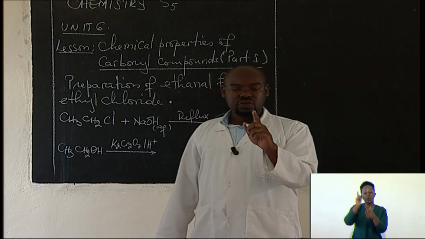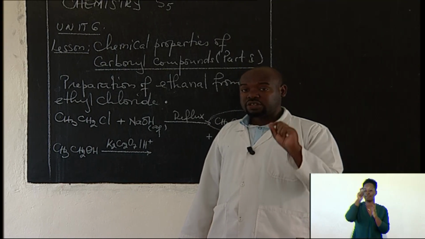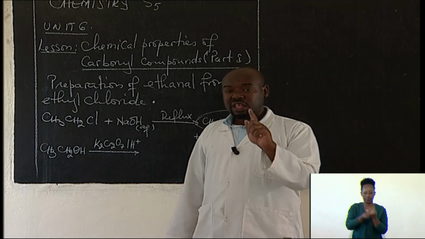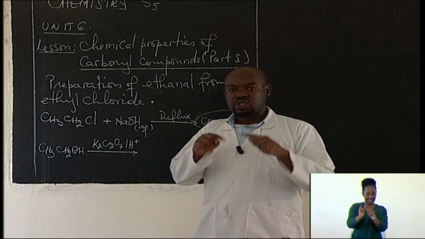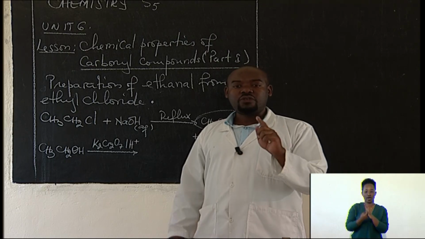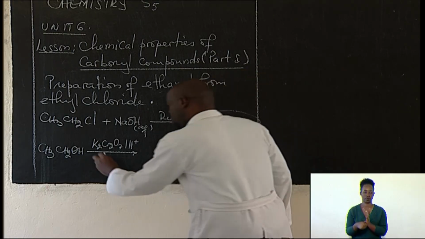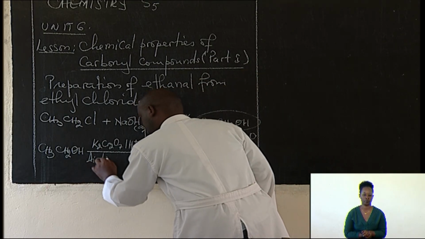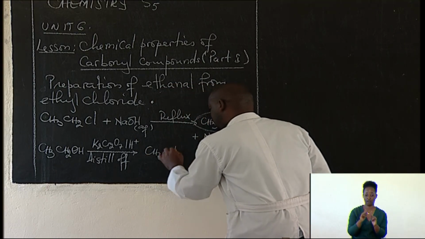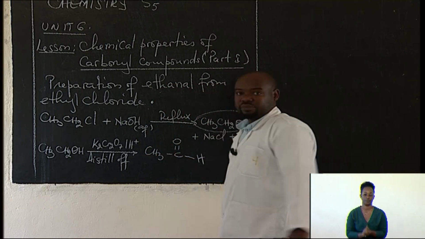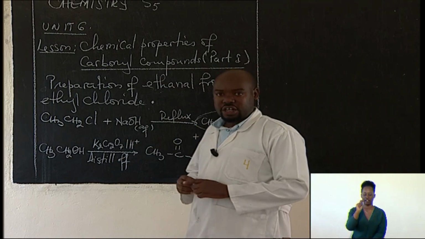What is the other condition? The other condition should be to heat the mixture, but then you have to remember to distill off the product as soon as it is being formed to avoid further oxidation. So we distill off and we produce CH3CHO. This is how we can prepare ethanal from ethyl chloride.